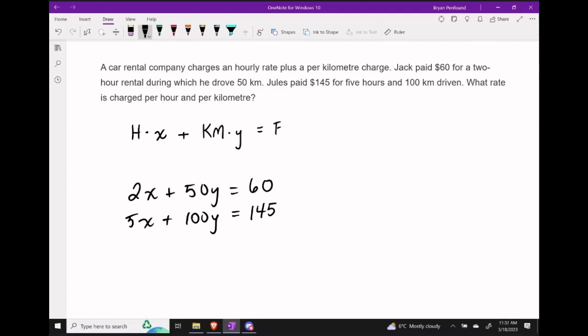The goal of this question is to try to find the values of x and y. In other words, what rate is charged per hour, that's x, and what rate is charged per kilometer, that's y.